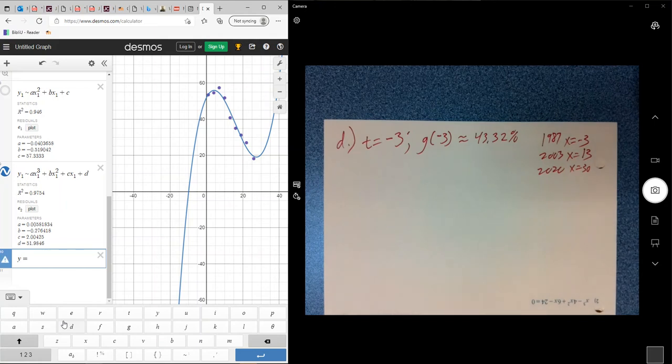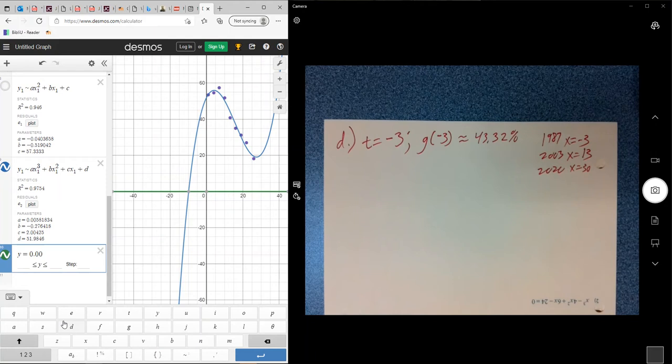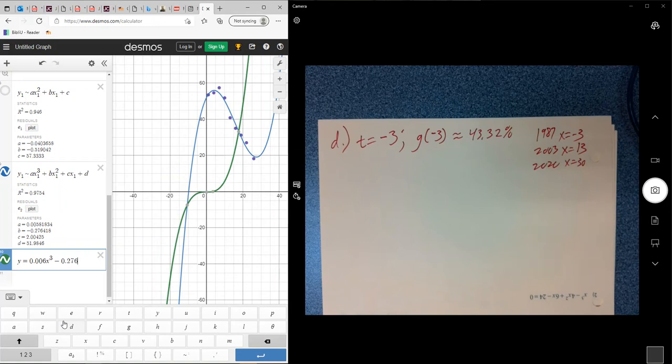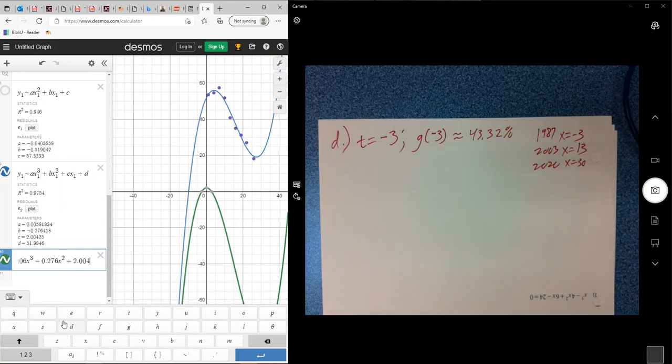We had y is equal to 0.0006, how many zeros? 2 zeros, x to the third power, minus 0.276 x squared plus 2.004x plus 51.98.